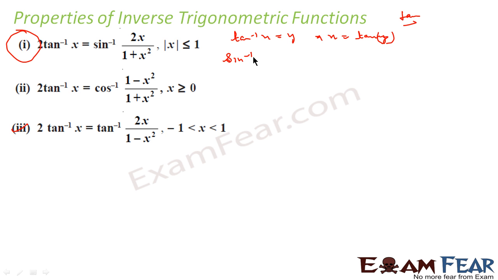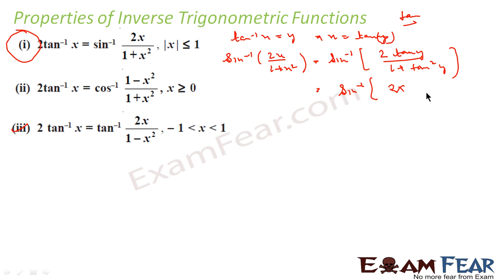On the right hand side it is sine inverse 2x by 1 plus x square. So x is equal to tan y we know, so let's just put this value in the hope we get something. So this becomes 2 tan y by 1 plus tan square y. Now we know that 1 plus tan square is nothing but sec square y, right? So this becomes sine inverse 2 tan y, which is sine y by cos y, by sec square y.